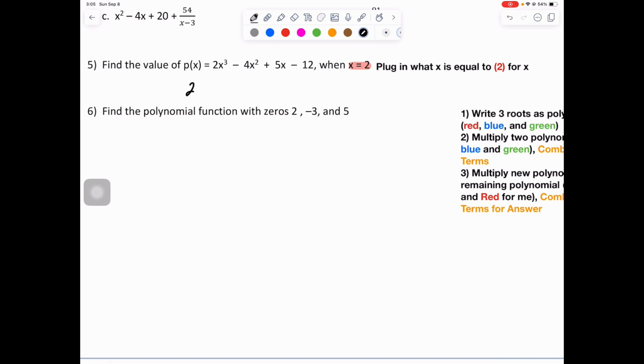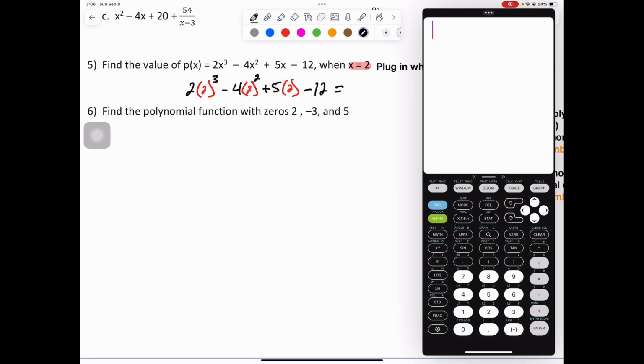So we're going to start with our 2. Our x is 2, and it wants us to cube it. We're just going to go through term by term. Then it says to do minus 4, so I'm just going to do minus 4. And then there's an x there. What do I do with my x? Yes, I just wrap it in parentheses, and I square it just like it has here. Then we just do plus 5. Another x, let's put that in parentheses, followed by minus 12. And then we're just going to write equals, and we will plug this into our calculator.